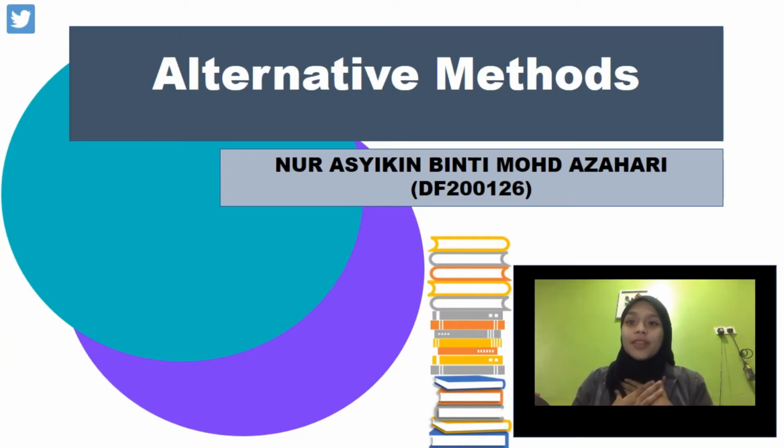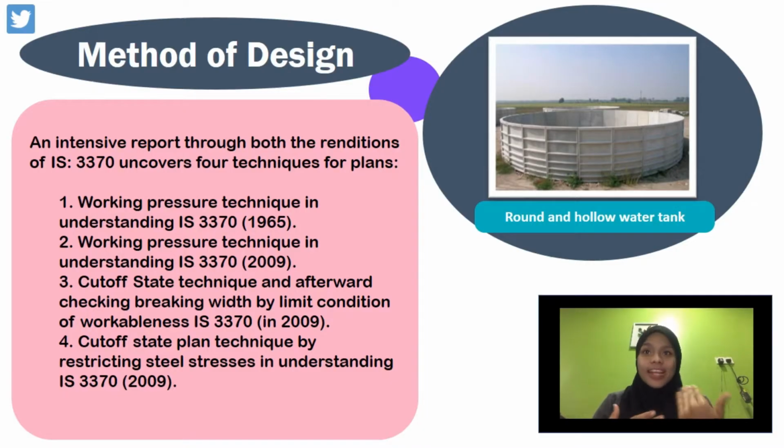My name is Nur Asyikin binti Muhammad Azahari and I will continue to present about the alternative method. Okay, so next is the method of design. Method of design for cylindrical water tank is an intensive report through both the retentions of IS 3370 uncovers 4 techniques for plants. Okay, so the first one is working pressure technique in understanding IS 3370 in 1965.